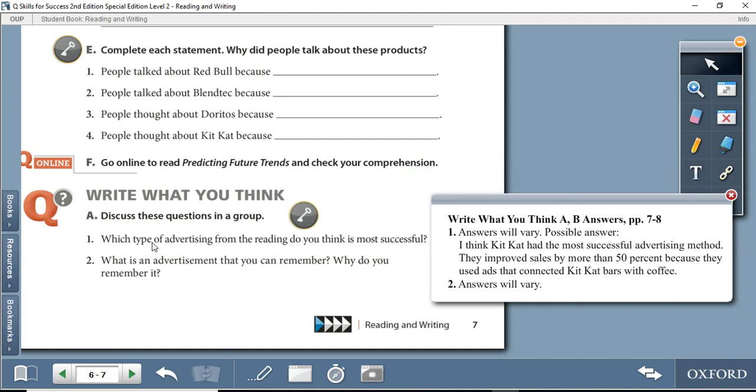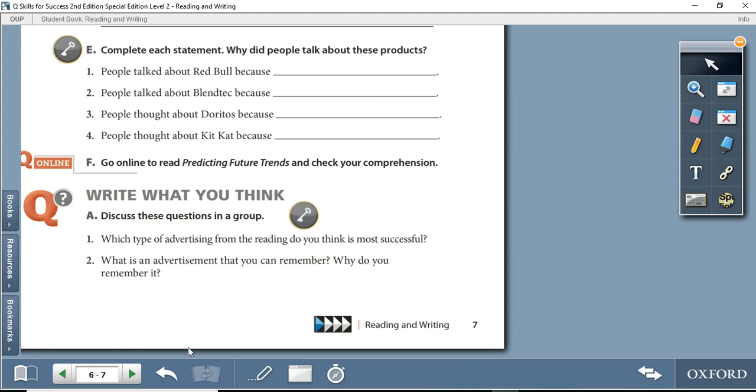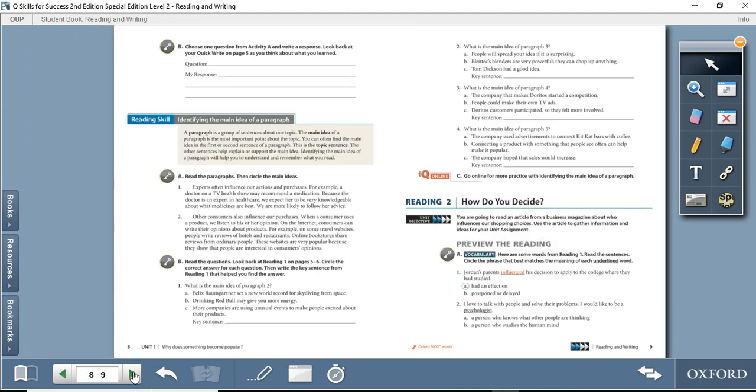1. Which type of advertising from the reading do you think is most successful? Of course, the answers will vary. For example, I think Kit Kat had the most successful advertising method. They improved sales by more than 50% because they used ads that connected Kit Kat bars with coffee. Question 2. What is an advertisement that you can remember? Why do you remember it? This depends on your opinion, and you write the reason why you remember that specific advertisement.